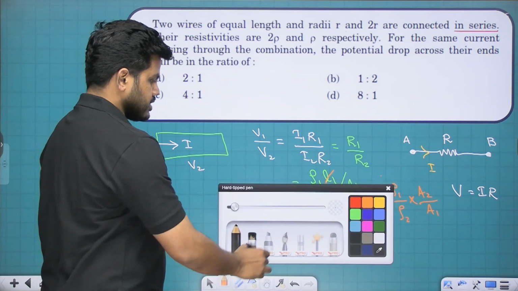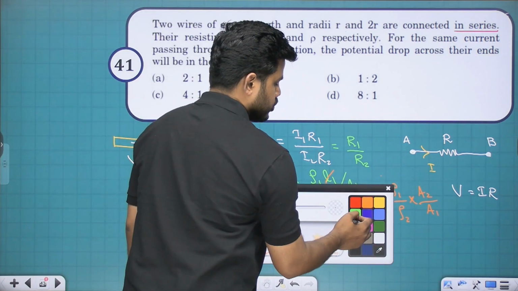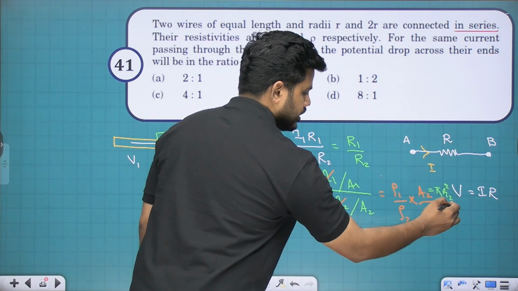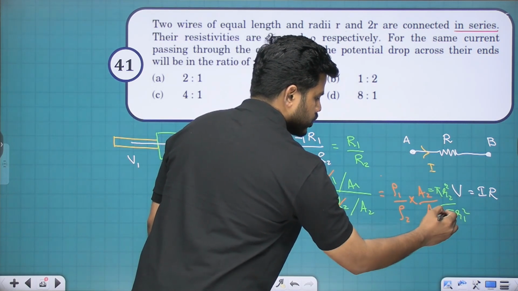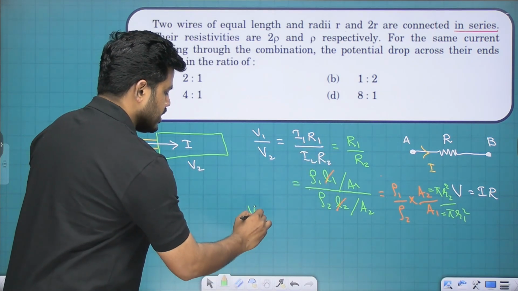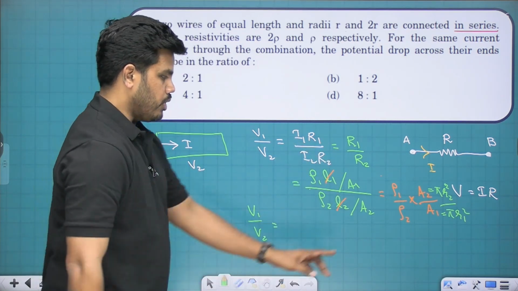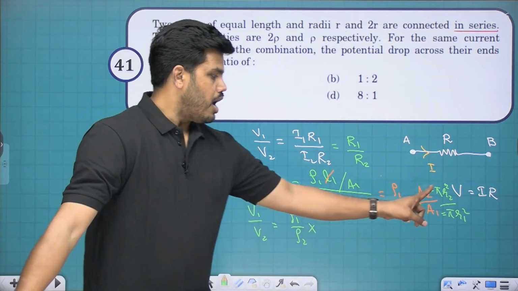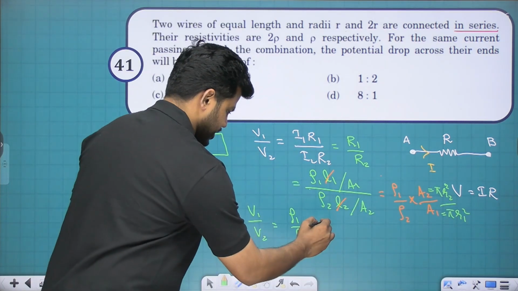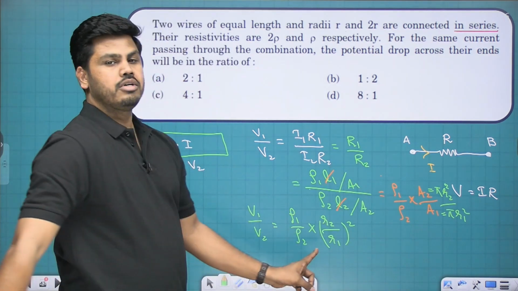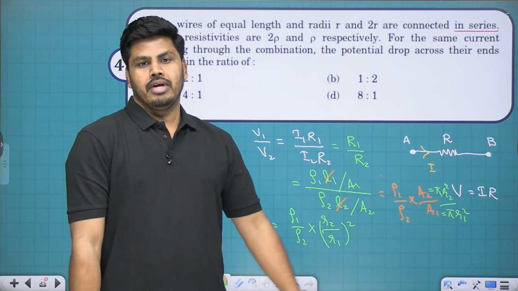What is that A value? A is pi R square. So pi R2 square divided by pi R1 square, and pi and pi get cancelled. Finally, V1 by V2 is equal to rho 1 by rho 2 into R2 by R1, the whole square. If you substitute the given ratios, you will get the final answer.